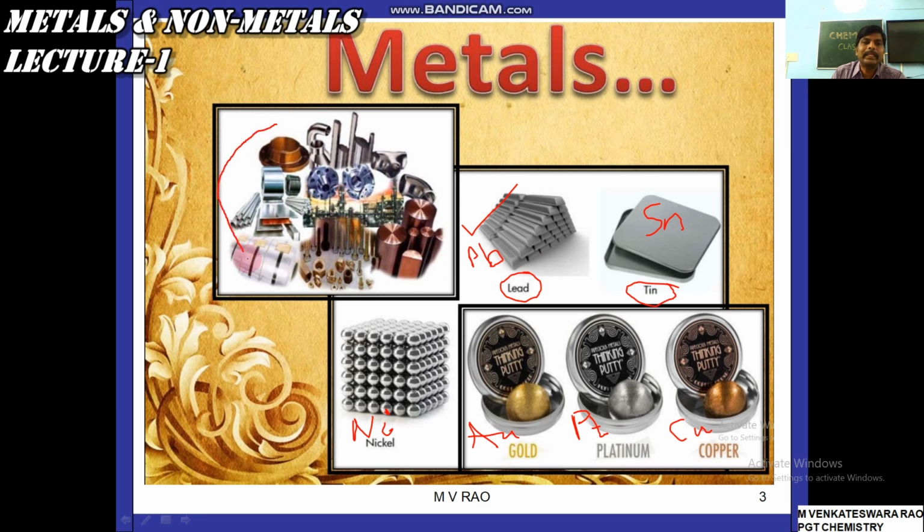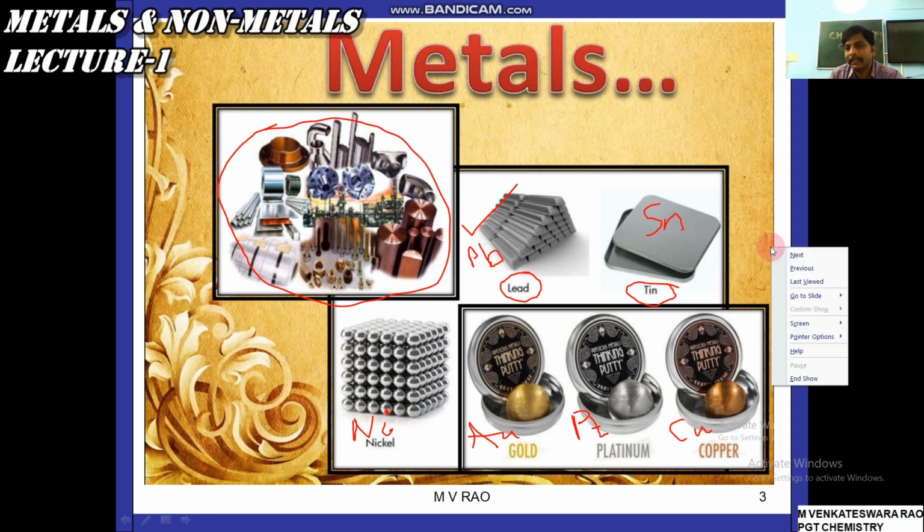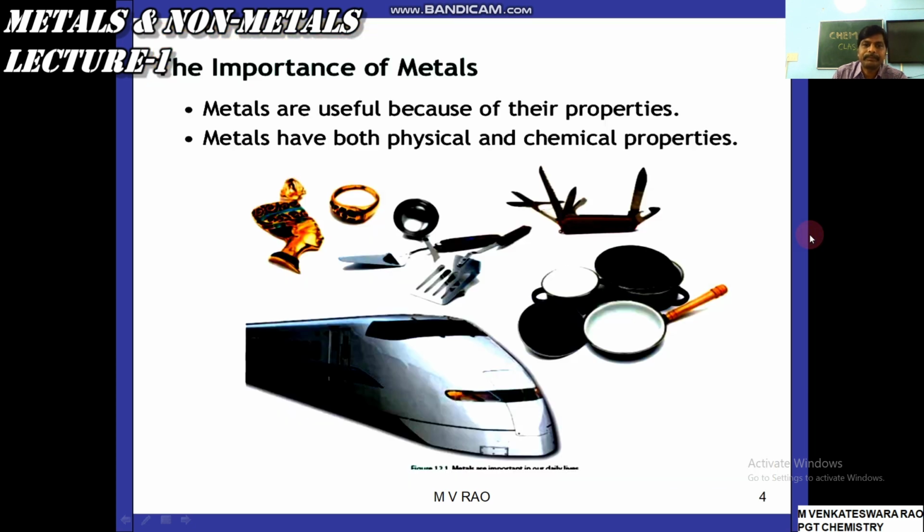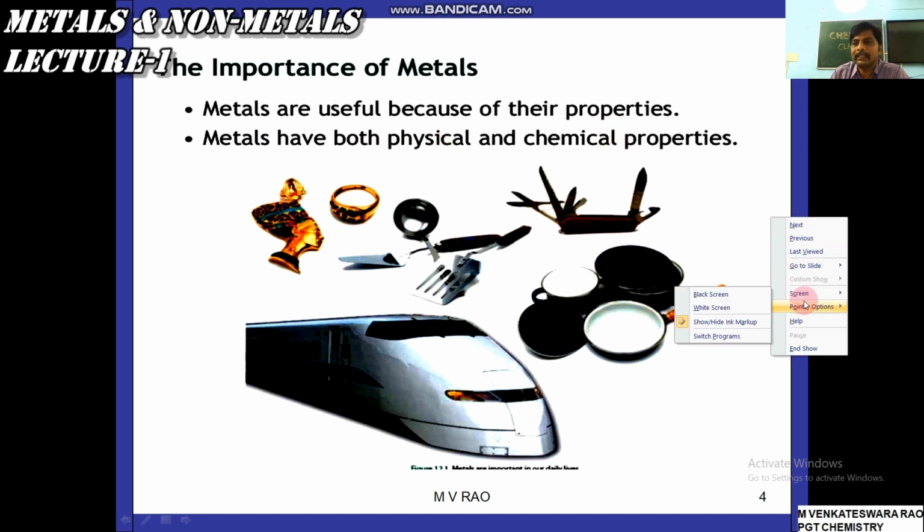So these are the uses of metals. Metals have so many uses. So we will see next the importance of metals. Metals are useful because of their properties. Metals have different physical properties. Because of their characteristic physical properties, they have several uses. Metals have both physical and chemical properties. You can see here some of the uses of metals.